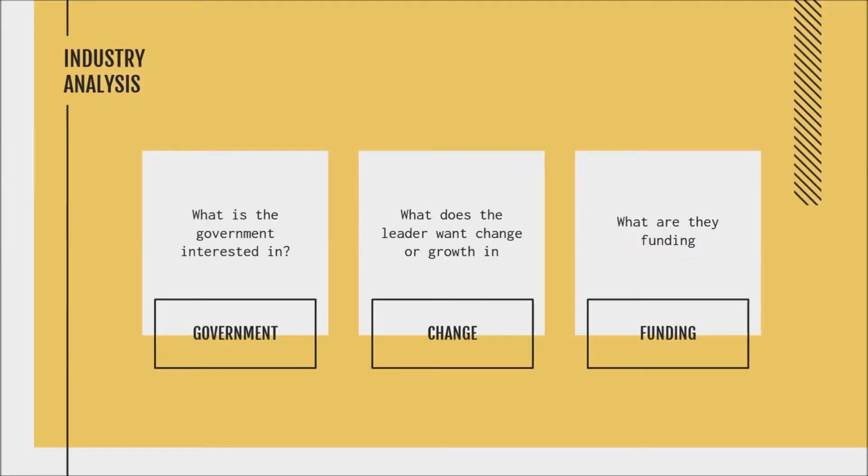Industry analysis. You want to look at the government, the change, and the funding. What is the government interested in right now? Is there a new leader? Is there a new party that's in control? Are they more interested in certain industries than others? What does a leader want change in or growth in? And what are they funding as well?